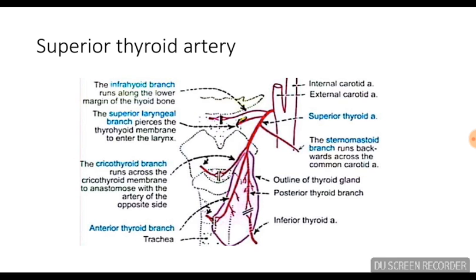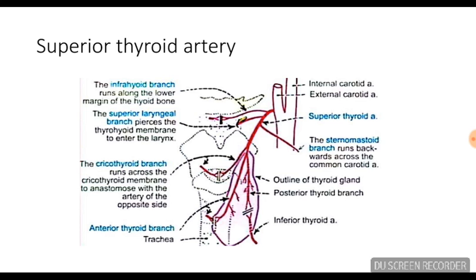The superior thyroid artery extends below the hyoid bone. The origin of the superior thyroid artery is below the greater cornu of the hyoid bone. The superior thyroid artery has the following branches. They include the infrahyoid branch, superior laryngeal branch, cricothyroid branch, anterior thyroid branch, and posterior thyroid branch.